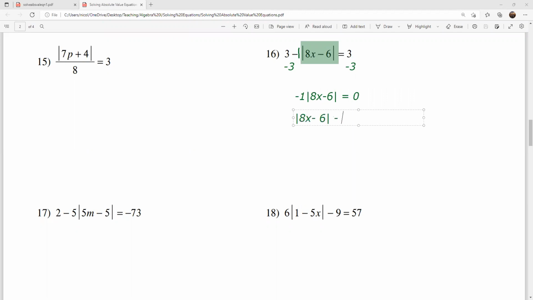And so for this one, you're just going to get one answer since it's equal to 0. Because you can't do a negative 0. 0 is not positive or negative. So add 6 to the other side. You get 8x equals 6, divide by 8, and you get x is equal to 6 over 8. You would simplify your answer, divide the top and bottom by 2, and you would get 3/4.